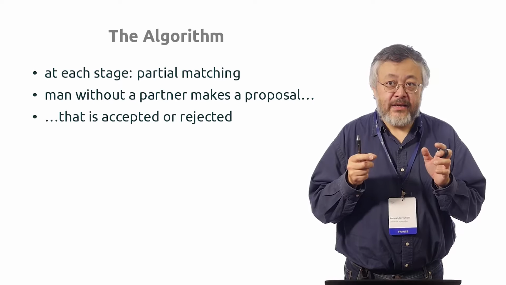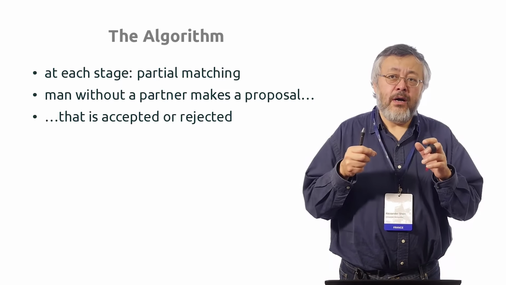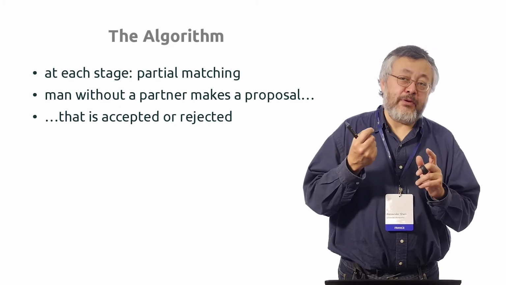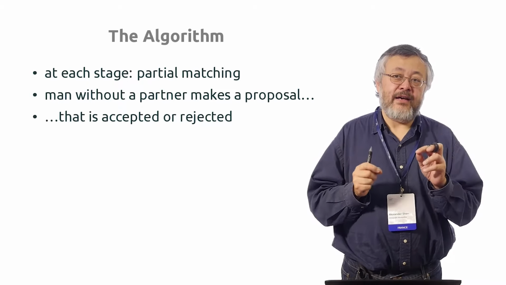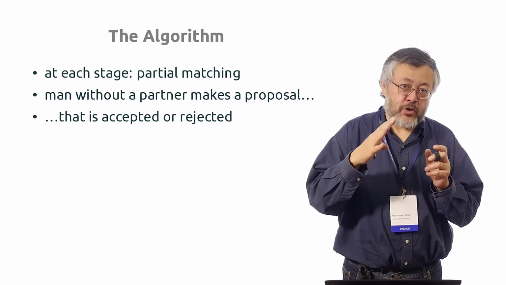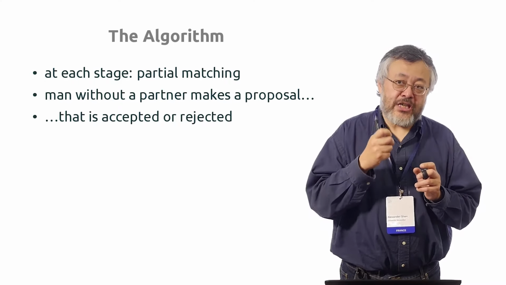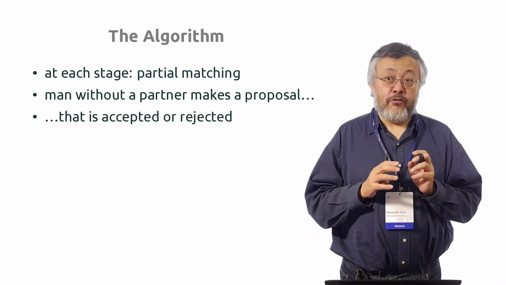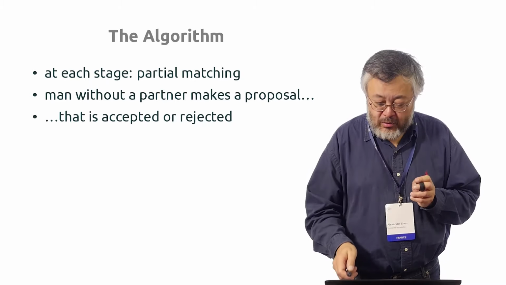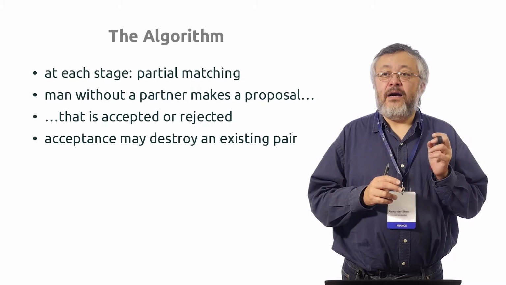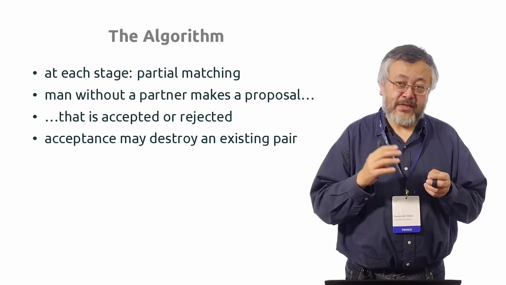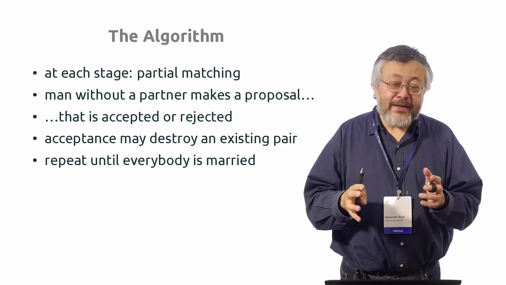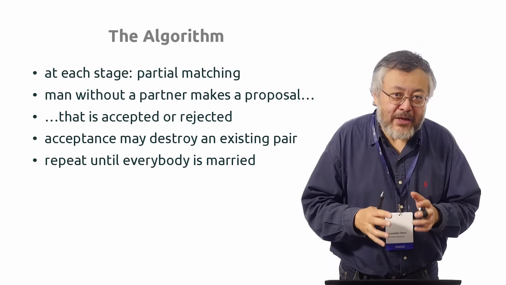If the proposal is accepted, then a new pair is created, and if the woman had a partner before, this partner is abandoned, the old pair is destroyed and a new pair is created. So at each step we either get a new pair or change an existing pair to a new pair. Here the acceptance may destroy an existing pair. That's what I already said. The hope is that at some point everybody is married and we get a stable matching as we wanted.